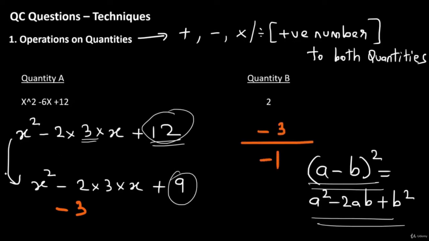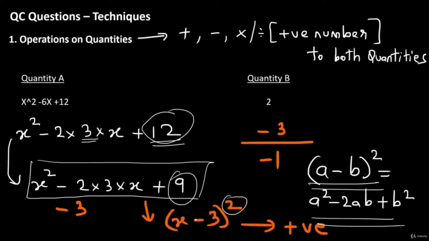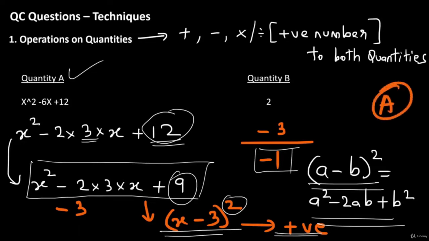Alright, now quantity A is x square minus 6x plus 9, right? That is the same as x minus 3 the whole square, right? Now because we are squaring it, this will always be positive, right? Now over here you have a negative number in quantity B and quantity A is always positive. So definitely quantity A is greater than quantity B, and hence the correct answer to this question is option A.